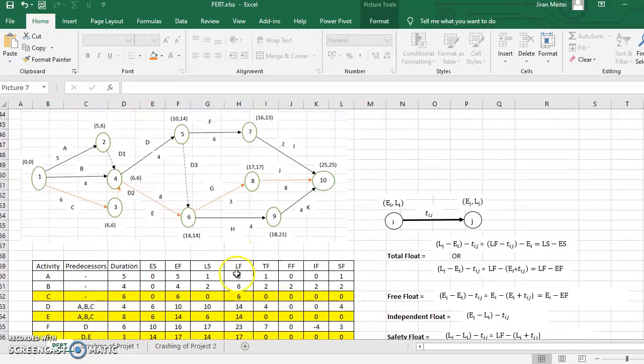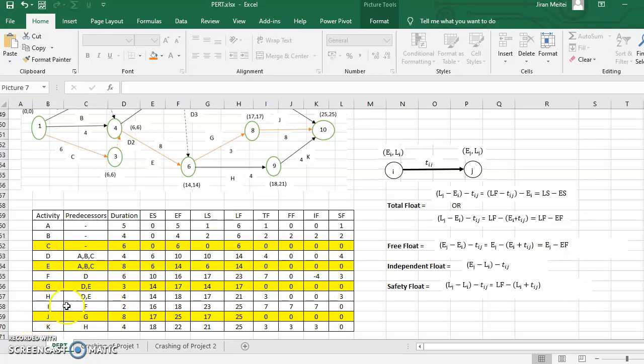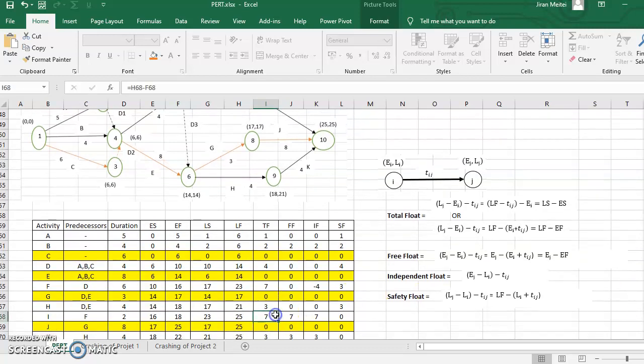Now let's start with the total float. Your total float is going to be computed by subtracting LJ minus EI minus TIJ for all the activities. So for activity A, your LJ is 6, your EI is 0, 6 minus 0 minus 5, which is 1. Now for activity B, your LJ is 6, EI is 0, 6 minus 0 is 6, minus 4, which is 2. Let's do the same for this activity, say activity I. Activity I is here. What are the values? Let me do it here.